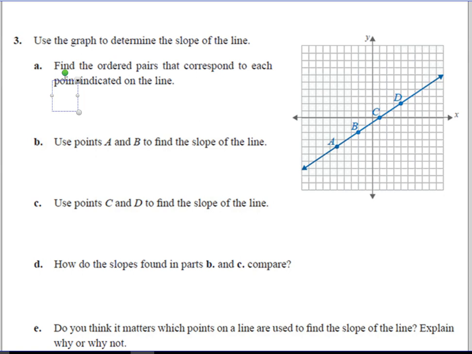So for our first point, A, we are at backwards 5, so -5, down 4, so -4. Point B, to get there, we're going backwards and down again, so we're going to have two negative numbers. And this one is backwards 2, down 2. So -2, comma, -2.